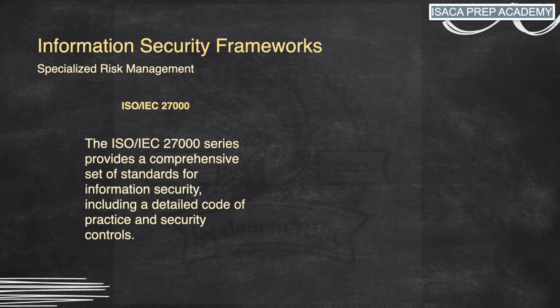Friends, this series includes standards such as ISO/IEC 27001, which specifies the requirements for the ISMS, that is Information Security Management System, and ISO/IEC 27002, which offers a detailed code of practice for information security controls. Overall, friends, the ISO/IEC 27000 series helps organizations to protect their sensitive information assets and manage risks related to information security effectively.